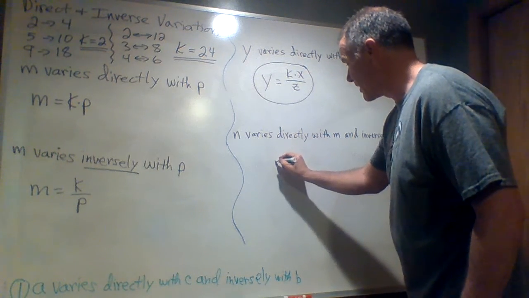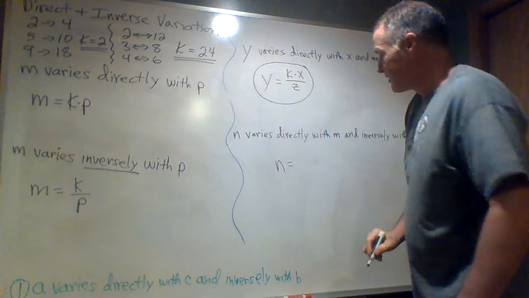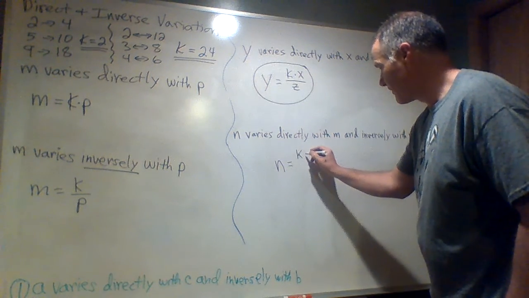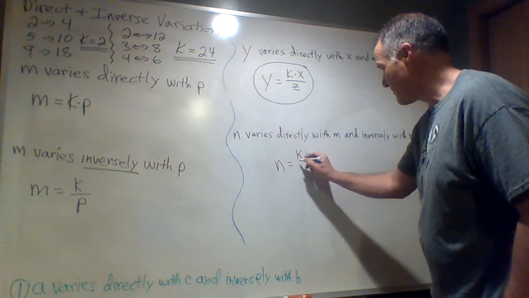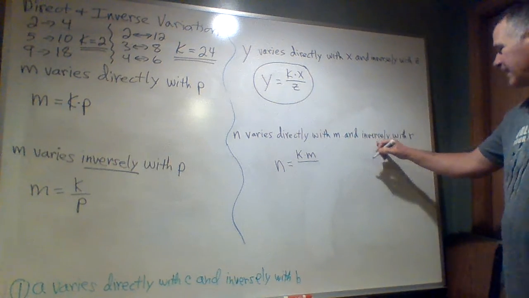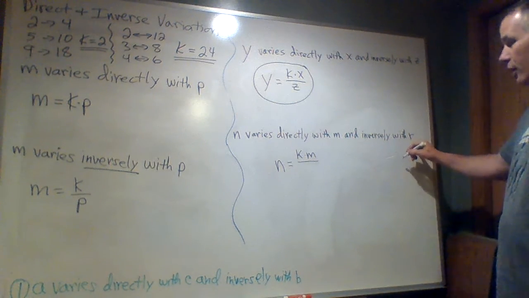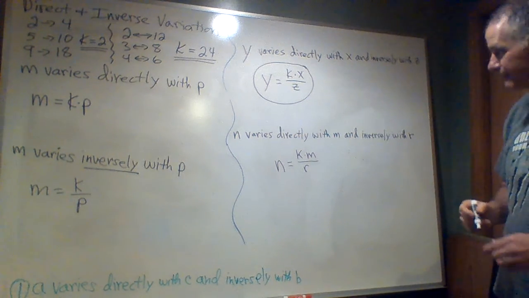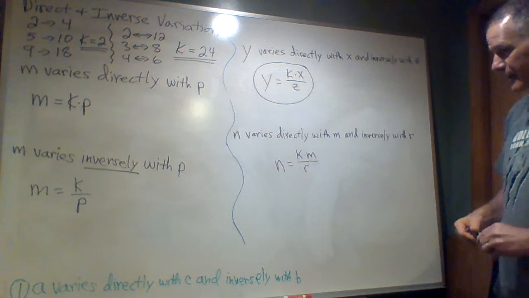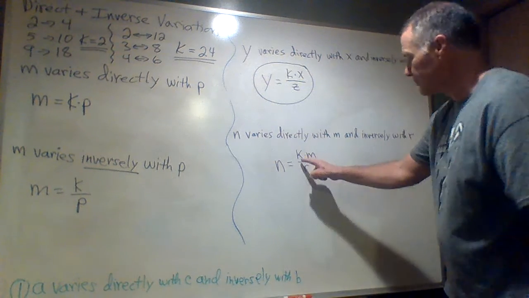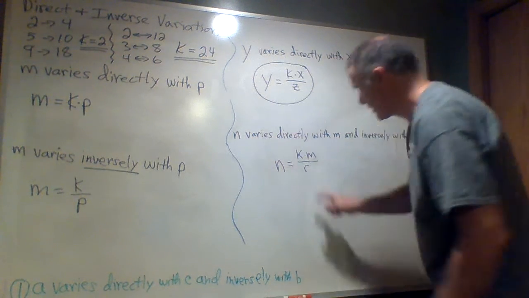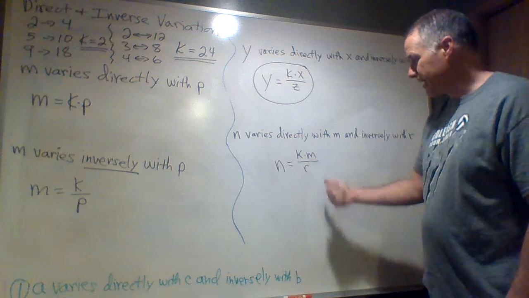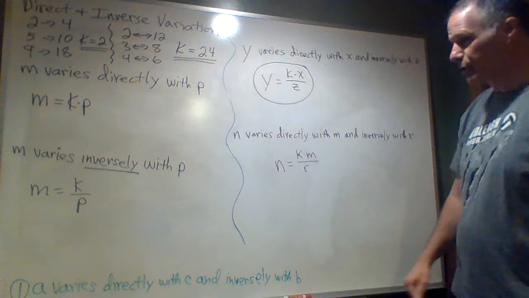So here, this one, n varies, again, directly with m and inversely with r. And again, that's all there is to it right there. Okay, so direct variation with m, inverse variation with r, and that's what they're looking for.